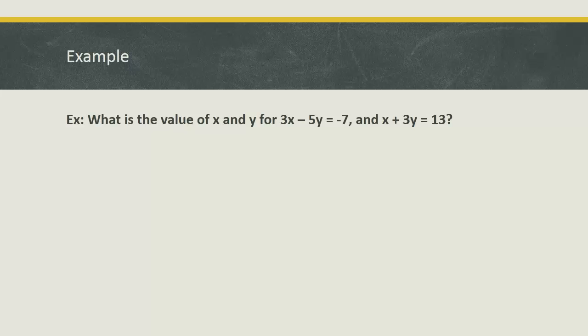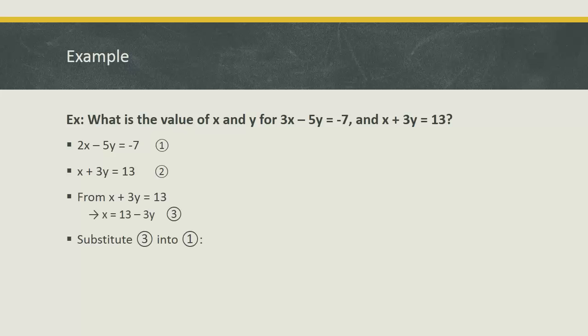For the first example, given two equations, 3x minus 5y equals -7 and x plus 3y equals 13, what is the value of x and y? To begin, let's write down the two equations that were given and call them equation 1 and equation 2. From equation 2, which is x plus 3y equals 13, if we move the 3y to the right hand side, we get x equals 13 minus 3y. As you can see, we have solved for x in terms of the other variable. Let's call this equation number 3.